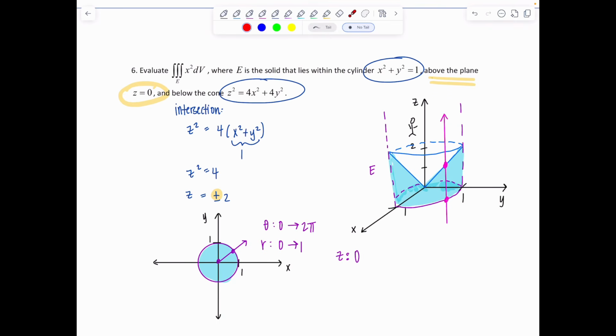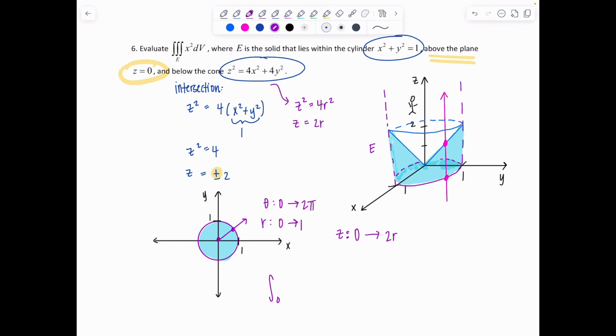What's the equation of the cone? z squared equals 4x squared plus 4y squared. We have to put that into cylindrical. So that's z squared equals 4r squared, which is z equals 2r. So the limits for z are from 0 to 2r. All right, good. Now let's set it up.